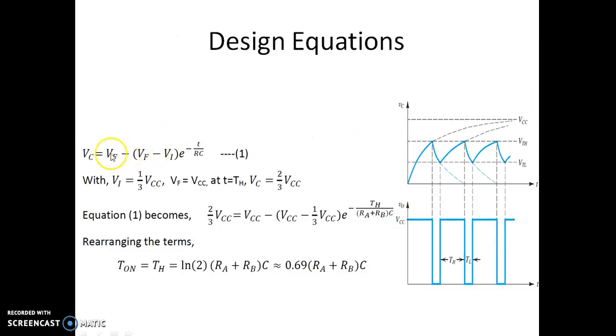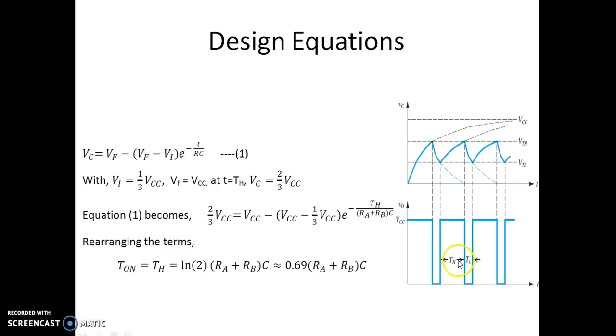Now this is the design equation. Let us consider how to obtain the expression for the on time, which is the high time TH. We know the expression for the capacitor voltage: VC is equal to V final minus V initial into e power minus T by RC. Substituting the initial voltage as VTL, we are considering the expression for this VTH here. This is your TH, that is the high time or the on time.